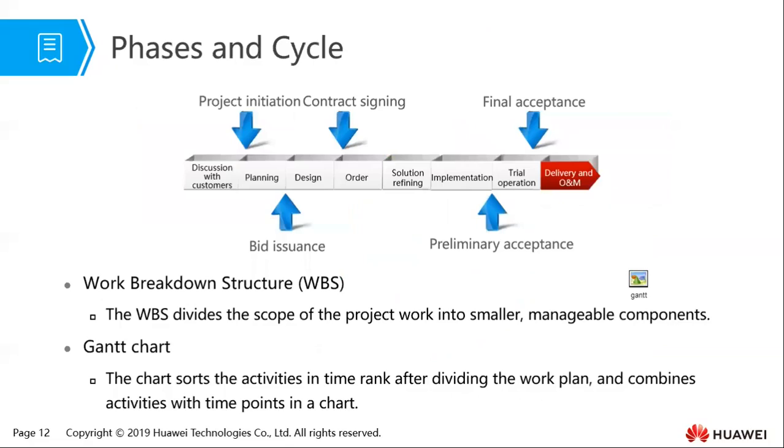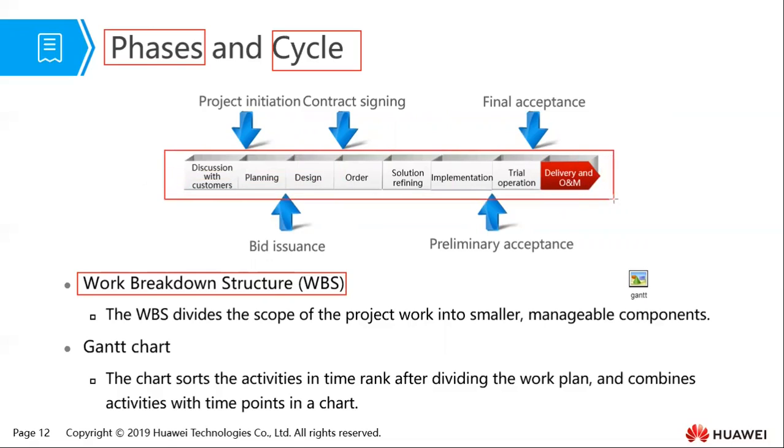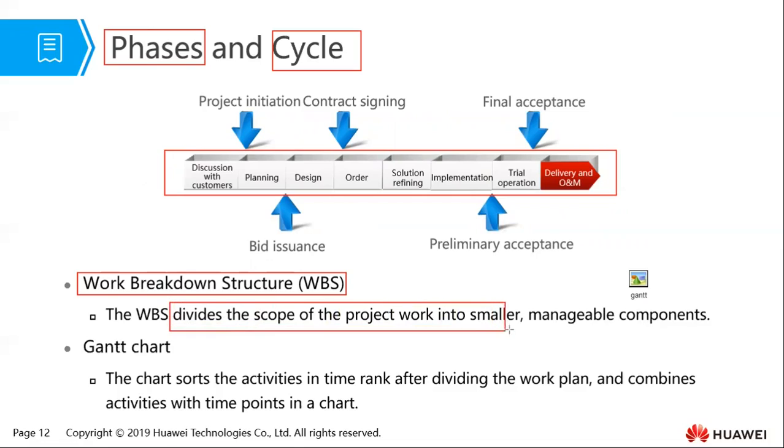Okay. Now, many projects are divided into phases or cycles so as to break it down into specific subcomponents. Now, one of the ways to do that is by using what we call a work breakdown structure. An example of a work breakdown structure is what we are having here. So it really divides the scope of the project into smaller, manageable components.